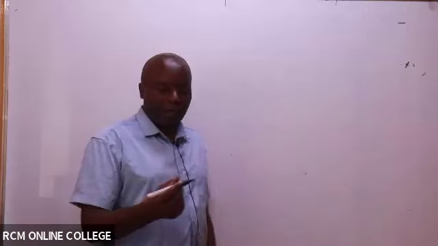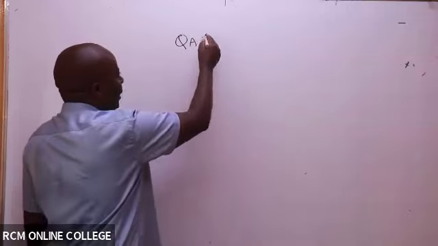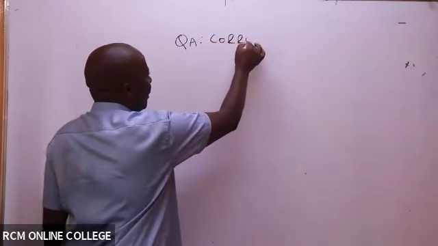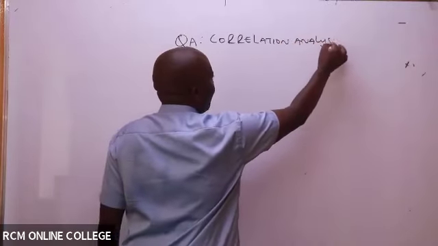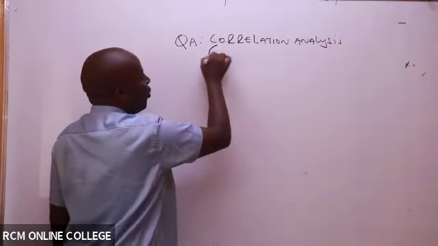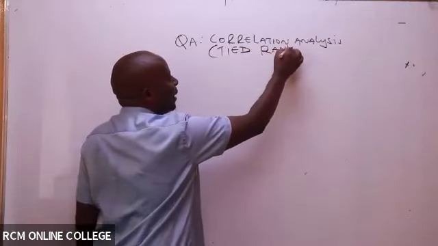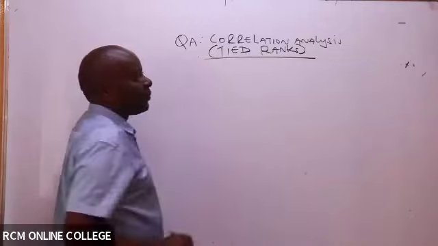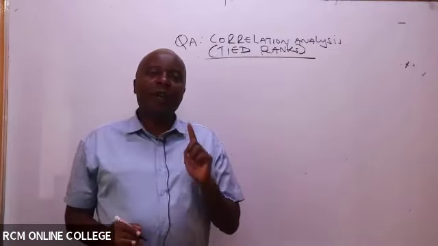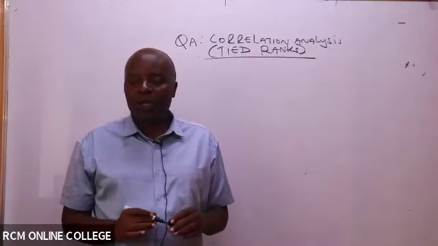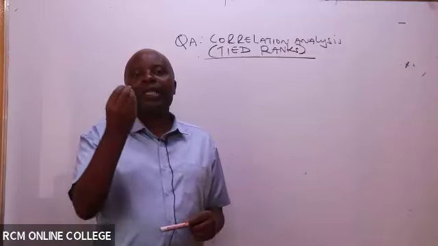All right. So, quantitative analysis, and I'm looking at correlation analysis. Specifically, we are looking at the concept of tied ranks. Tied ranks. If you can remember very well from primary school, we used to have 2 or even 3 students tying in the same rank.